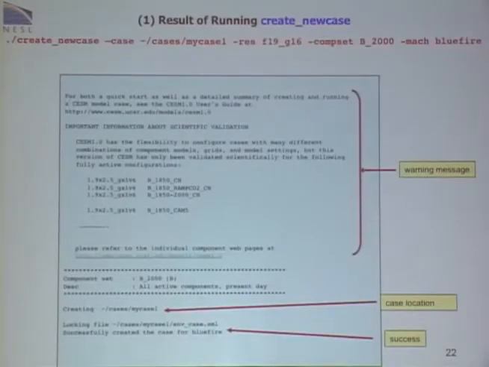So if you type create_newcase, it'll give you output that looks something like this. This warning message just tells you which configurations we've scientifically validated. These are ones that we've tested beforehand and actually looked at the output and know that there's some validity to these cases. We support functionality for all kinds of other cases. You don't have to use the same grid here for the vast majority of these cases. But you should just be aware that you might be the first person to try that particular configuration.